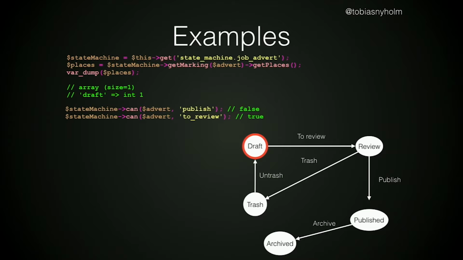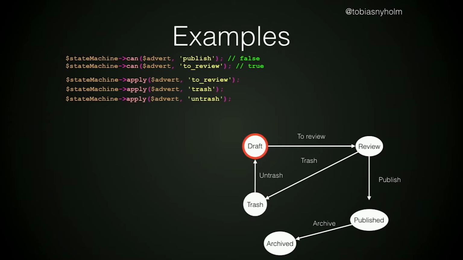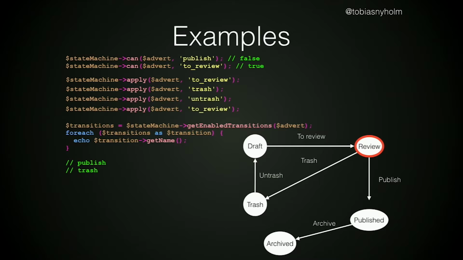And I can ask my state machine, can I do publish? And I can ask my state machine, can I go to review? And if I apply to review, I change my state. And from here, I can apply trash, and I can apply untrash, and I can go back to review. And if I ask in review, hey, which transitions can I do? I'll get an array and I can echo out the name of transitions.